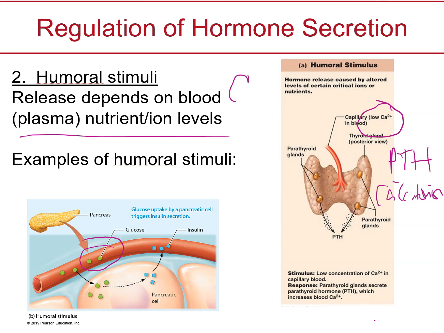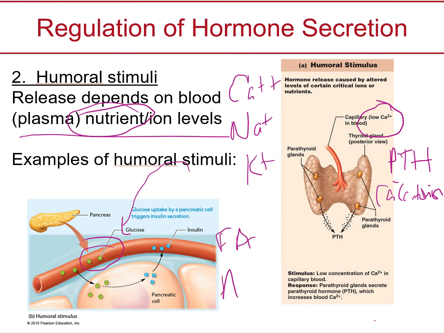We look at ions like calcium, sodium, potassium. We look at nutrients like glucose, fatty acids, amino acids. This is when the endocrine organ is basically always monitoring the blood, and it's going to either release or inhibit the hormone based on the blood levels of that particular substance.